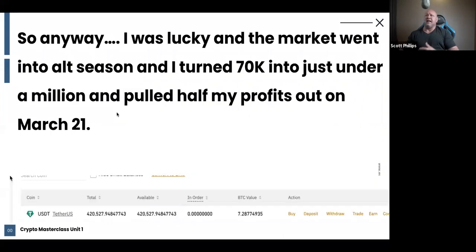So anyway, I was lucky and the market turned into alt season. And honestly, it wasn't me. There's plenty of guys with 10x the crypto portfolio in the chat here today. I'm not saying it's because my system was amazing. It's just because the system was choosing reasonably strong coins in a very exceptionally strong market phase, and it 12x'd the account or something in really quick time.